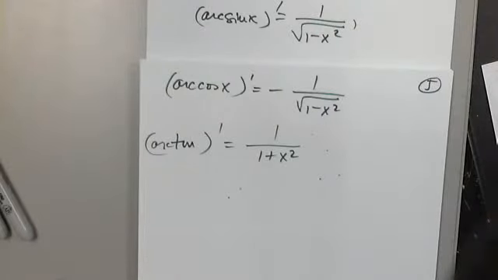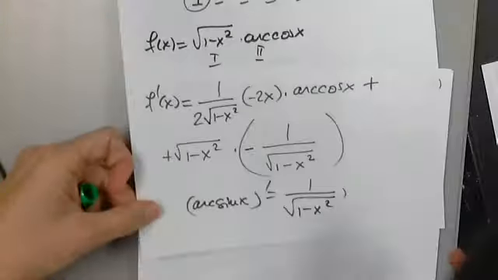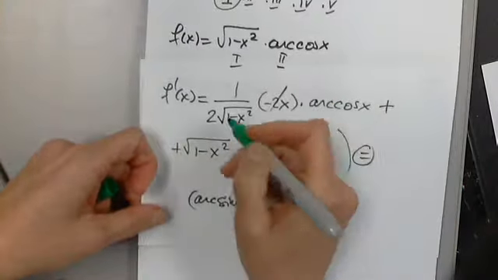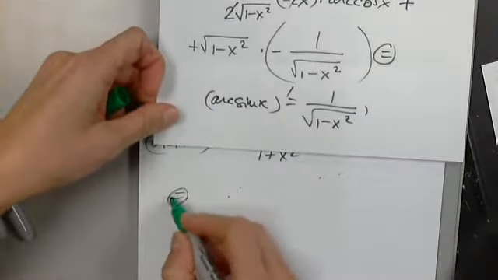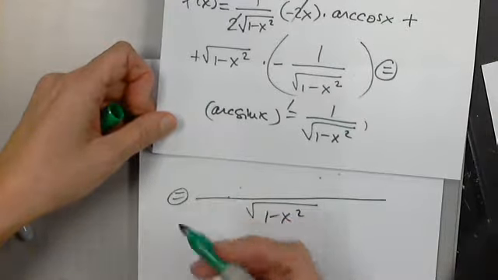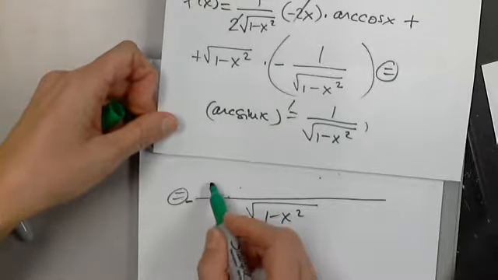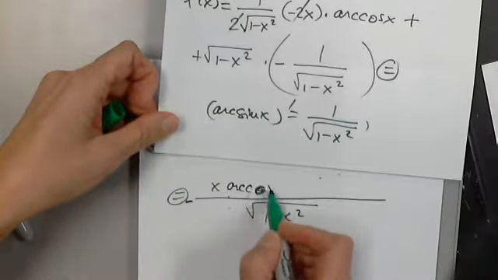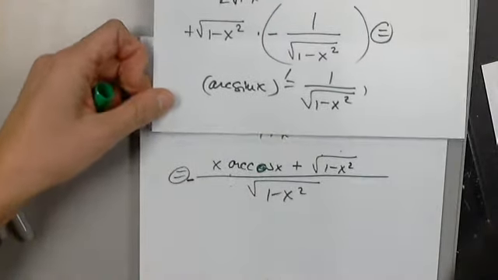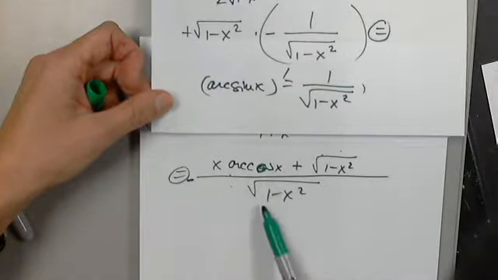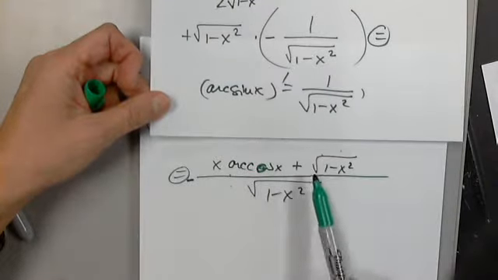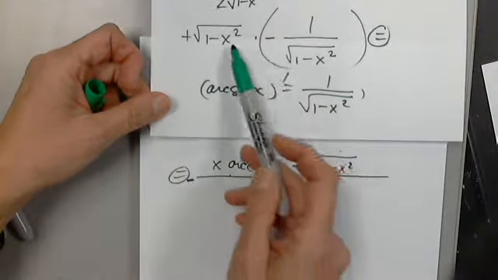Okay, moving on. What I would recommend here, do not simplify these two. You could, it's fine. But because we have the same denominator, I will just write the square root of 1 minus x squared. And both of them are negative. You can put the negative in front. X arc cosine x and plus the square root of 1 minus x squared. So let's check. Negative x arc cosine over this is this term. And negative this over this is this term, which is negative 1.